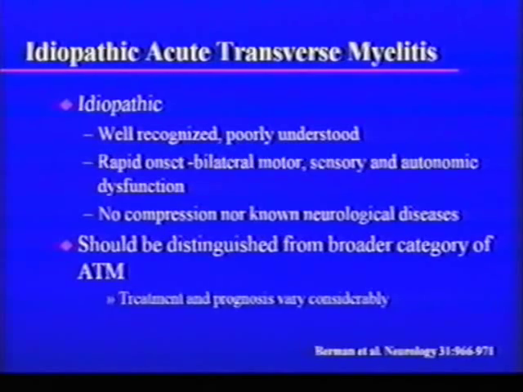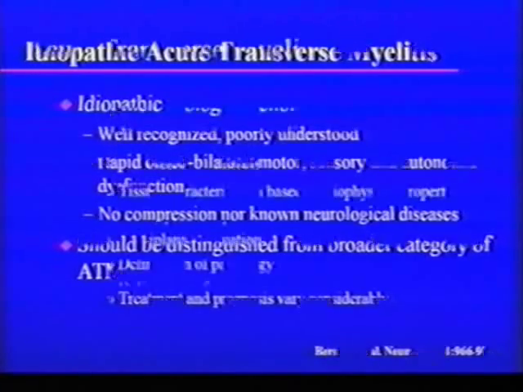Now, when we talk about idiopathic acute transverse myelitis, it's a well-recognized disorder, but it's poorly understood. We're learning more and more about it, but it's poorly understood. The context I'll refer to it in is something that's rapid in onset, bilateral motor, sensory, and autonomic dysfunction. And I guess the point I would emphasize is that there's no evidence of compression of the spinal cord. There's no compressive phenomenon occurring. And there's no other known ongoing neurologic disease. This should be distinguished from the broader categories of acute transverse myelitis I had on the preceding slide because the treatments are different depending on the subtype of ATM that you're looking at.